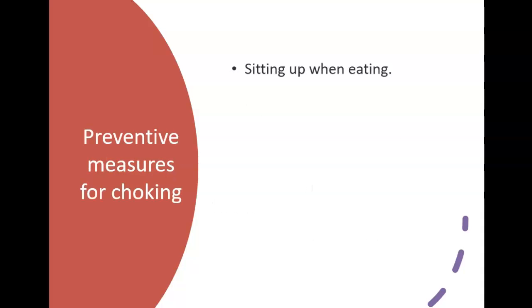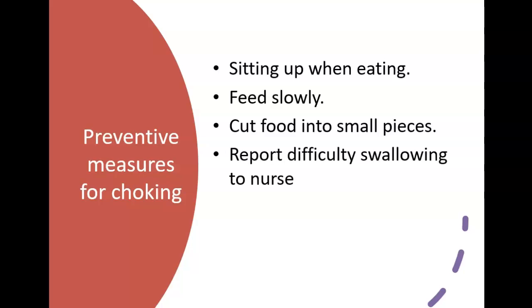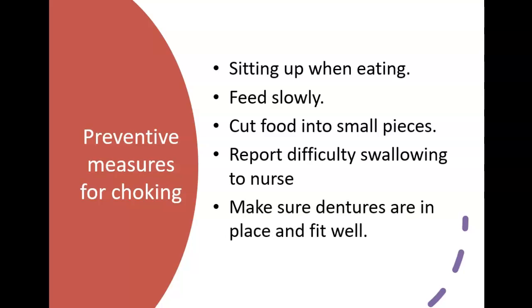Preventative measures for choking: sitting up when eating, usually a 90-degree angle if you can get them that high. Feed slowly, cut food into small pieces, report difficulty swallowing to the nurse, make sure dentures are in place and fit well.